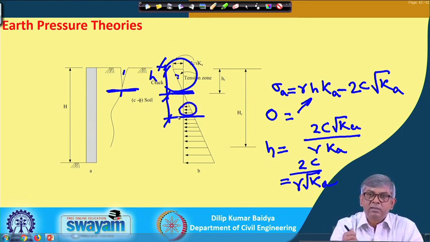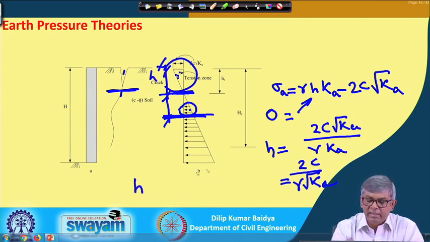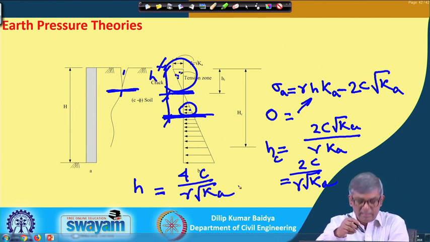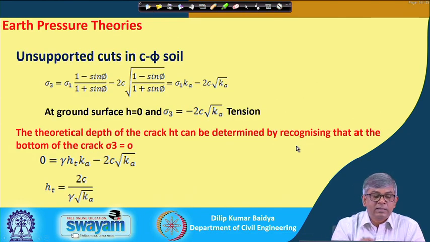So this is minus and this is plus, and because of that the resultant pressure will be 0. That means up to that depth, if we cut, the backfill is not giving any pressure on the wall. So up to this depth we can excavate without any support. So Hc is the critical depth, and the cut or excavation without support will be twice that, which is 4c by gamma root Ka. Okay. I will show you this in detail in the next slide again, and you can see that is the thing I have done here.